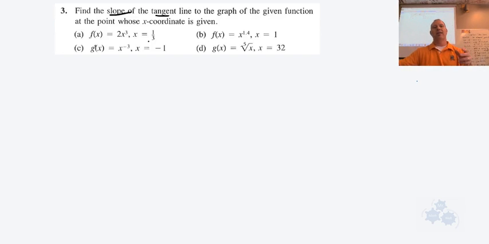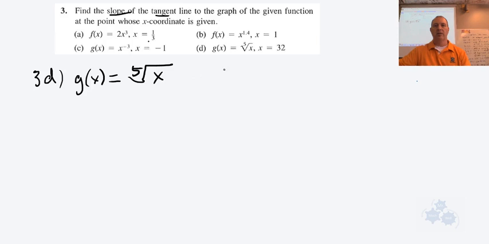So I have assigned for you A. That one's really easy. I don't want to spoil it for you. Let's do 3D. Okay? So g of x here is the fifth root of x. And we're going to examine this at x equals 32.